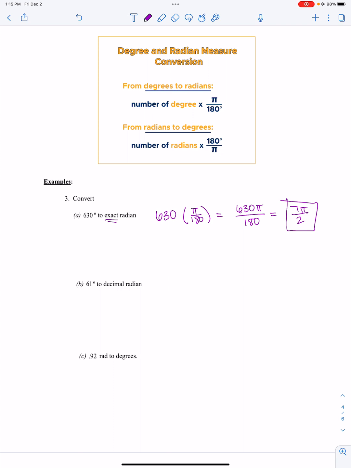Now, let's take a look at 61 degrees to a decimal radian. This one we will throw in our calculator and we will get a decimal out. So we take our degrees and we multiply it times pi over 180 because we're going to radians, which gives us 61 pi over 180. Now if you throw that through your calculator, then you should be getting a decimal, which will be about 1.06. And this is our radians.